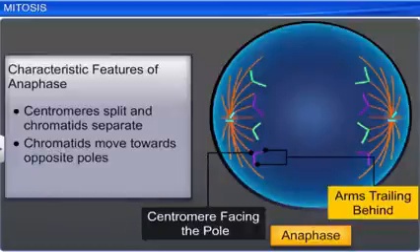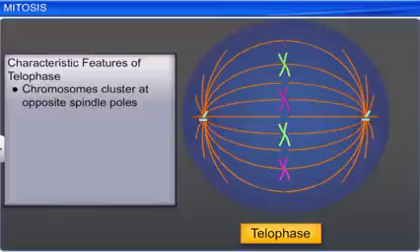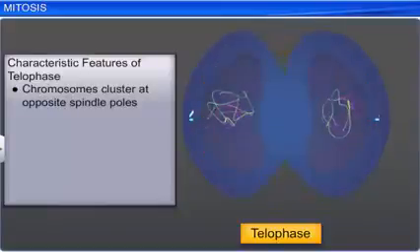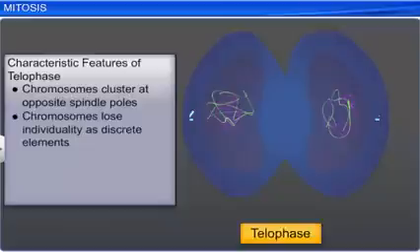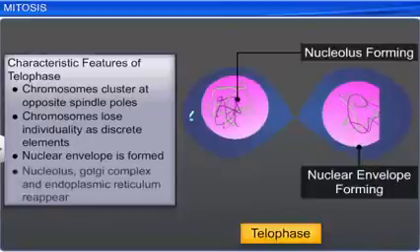The final stage of mitosis is telophase. This stage is characterized by the chromosomes clustering at opposite spindle poles. Then the chromosomes decondense or lose their individuality as discrete elements, and a mass of chromatin material tends to collect at the two poles. Moreover, a nuclear envelope is formed around each chromosome cluster, and the nucleolus, Golgi complex, and endoplasmic reticulum reappear at both poles.